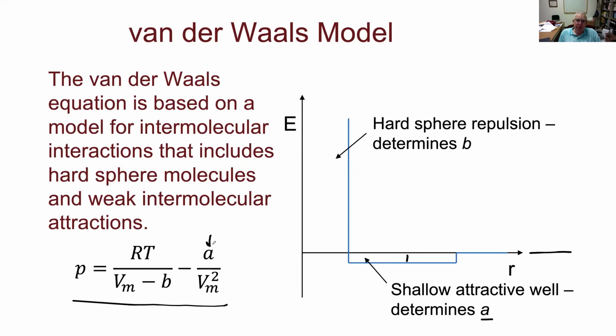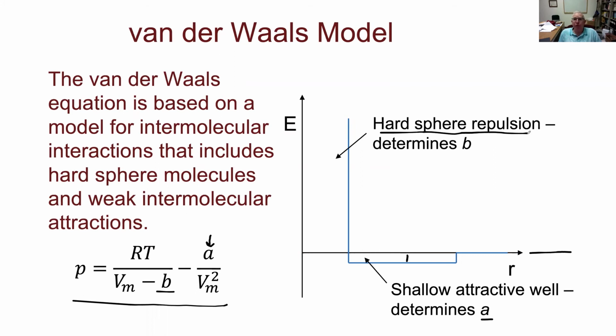So that A parameter has to do with the strength of the forces between the molecules. If the molecules have strong intermolecular forces, A is going to get bigger, meaning this well over here would get deeper. Right, so that's playing the same sort of role as epsilon in the Lennard-Jones potential model.